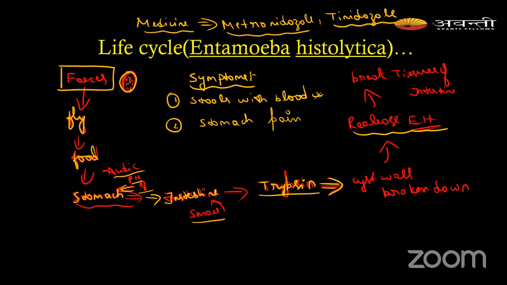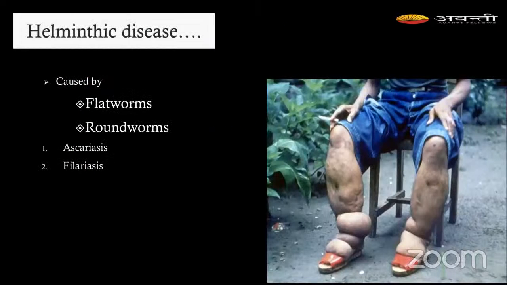Okay. So here you have to remember the life cycle, the causative agent, and the main symptoms: amoebic dysentery, or stools with blood. The medicines are metronidazole and tinidazole. That is not important, but I am simply telling you this. Okay, so then coming to the helminthic diseases.